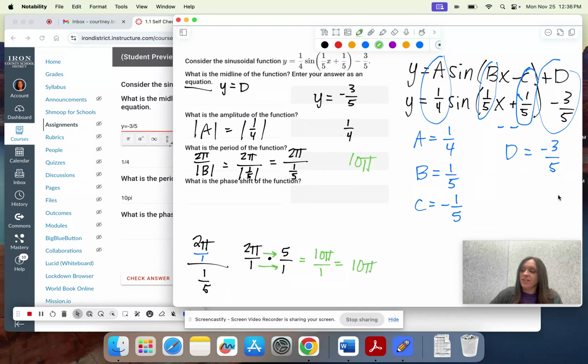Okay, let's find the phase shift. So the phase shift is C over B. That's the right or the left shift. So C is negative 1/5 divided by B, which is positive 1/5. So you can put that in a calculator. You can do the copy dot flip, but it's just the same thing divided by itself. One's a negative, one's a positive. So it's negative 1.